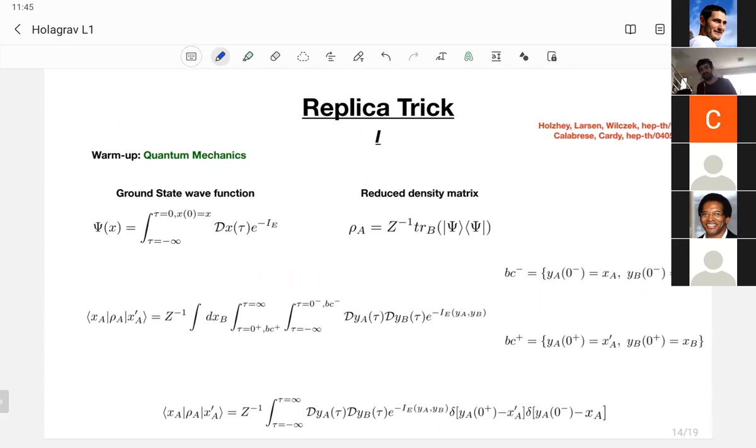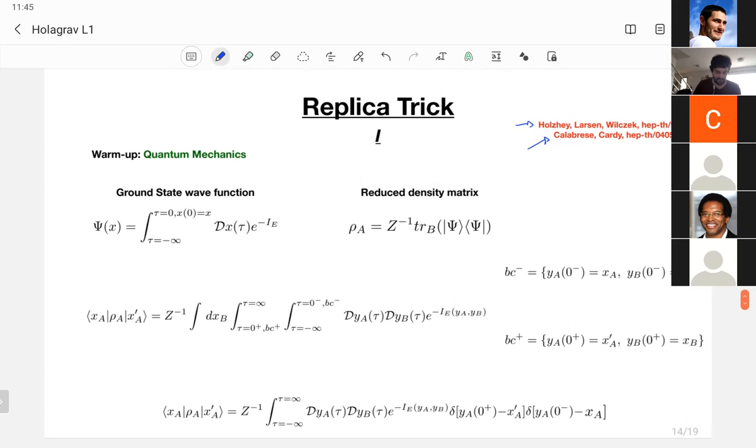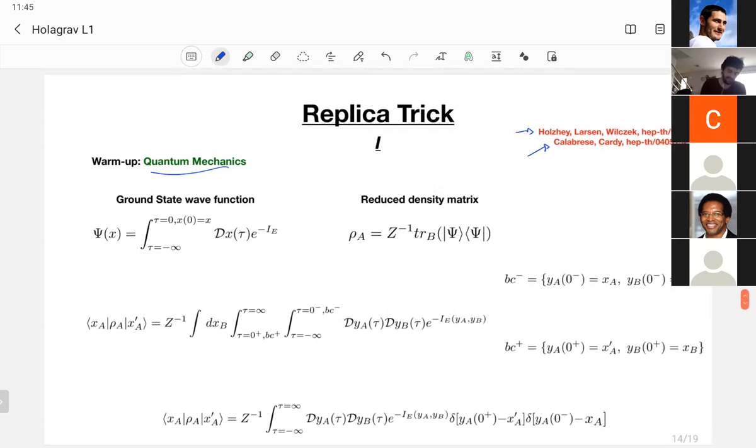So the replica trick was mentioned, let's say, in a primitive form in this paper by Wilczek and friends, and then developed by Calabrese and Cardy 10 years ago, in the first paper. And I will explain it starting from quantum mechanics. Here is one exercise that you can do, if you have time: check that this is the way the ground state wave function can be written. It's explained in the Nishioka review I told you about. But for now, believe me that the ground state wave function can be written in this way.